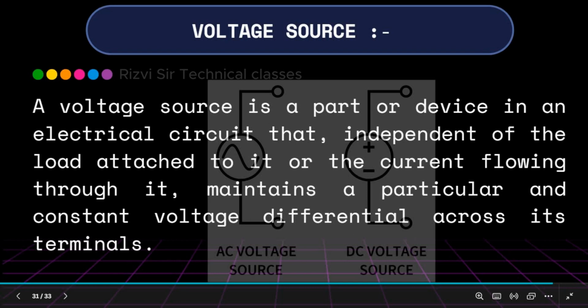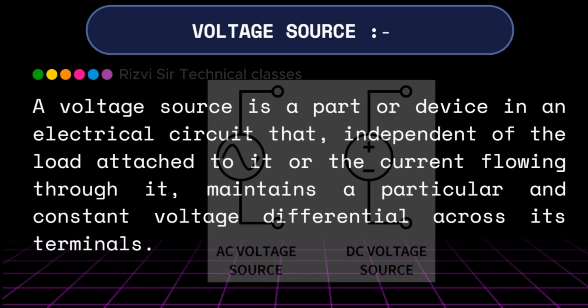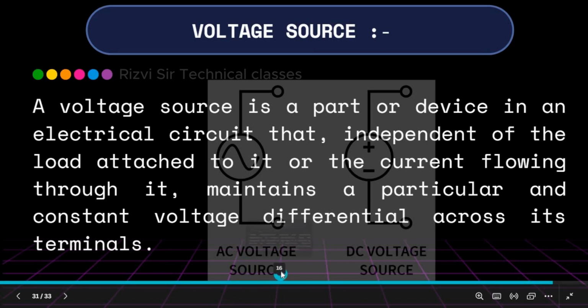Or you can say that a voltage source is an electronic component or device that generates a specific voltage difference between its terminals, providing a constant potential for electrons to flow in a circuit. It maintains a constant voltage output regardless of the current passing through it or the load connected to it. Examples include batteries, generators, and power supplies. The symbol of AC voltage is with this waveform, and DC voltage is a plus and minus sign.